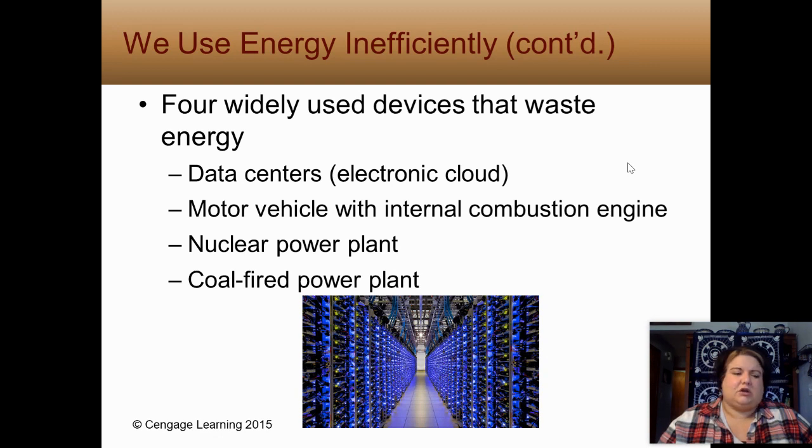Another one is your car. So your motor vehicle is that internal combustion engine. So that wastes 80% of high quality energy as it changes that fuel into mechanical energy with combustion. And then 2 of them we talked about last unit, that nuclear power plant and that coal power plant. Nuclear power plants are only 25% efficient. Think about that thermal or that heat pollution that you learned about.